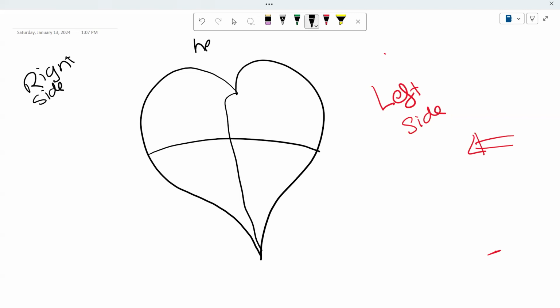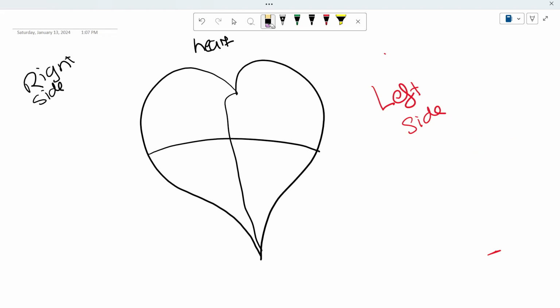This is the heart. You are facing your heart. I want to identify the left side and the right side. The left and the right sides of the heart will be the opposite to your hands. This will be your right hand here. Yes, are you all with me? If this is your right hand, then this will be the left side of the heart. And if this is your left hand, then this will be the right side of the heart. I'm going to erase that so it does not confuse you.